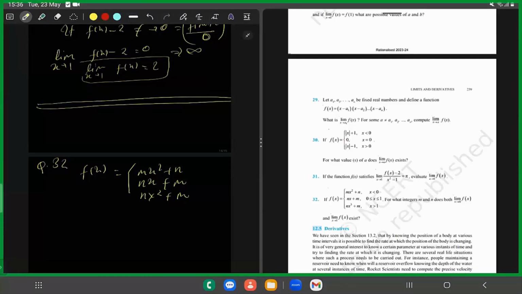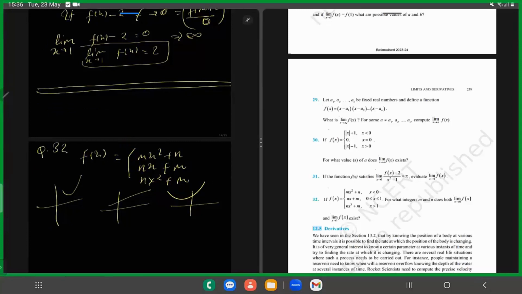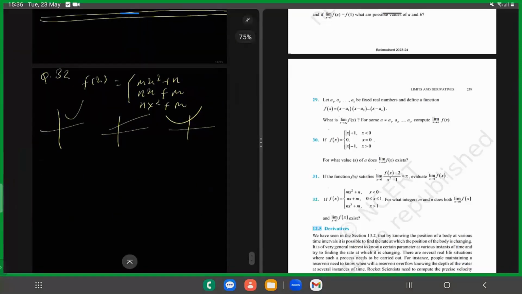If you see the above expression, this is some quadratic function, so its graph would be something like a parabola. This is some linear function, so its graph would be linear, and this is again a quadratic form, so this graph would again be a parabola. You know that these graphs are basically continuous, so we don't need to check the continuity of this function for the inside range.